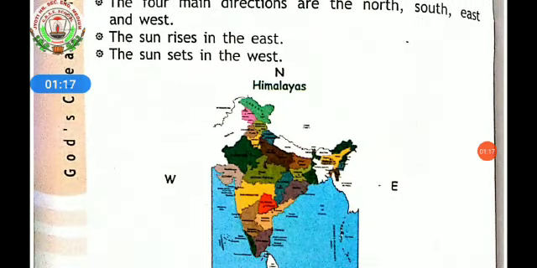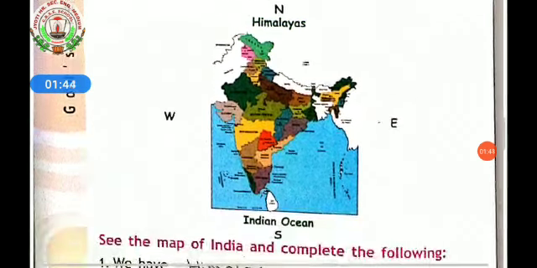Student, can you tell me from which direction the sun rises? Yes, the sun rises in the east. And in which direction does the sun set? It sets in the west. So there are four main directions: north, south, east and west. The sun rises in the east and the sun sets in the west.